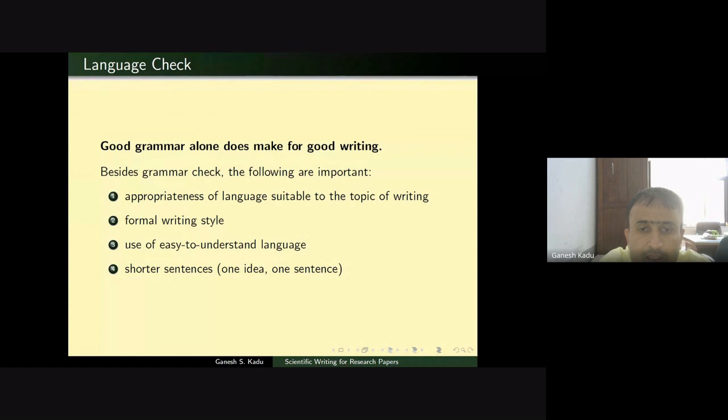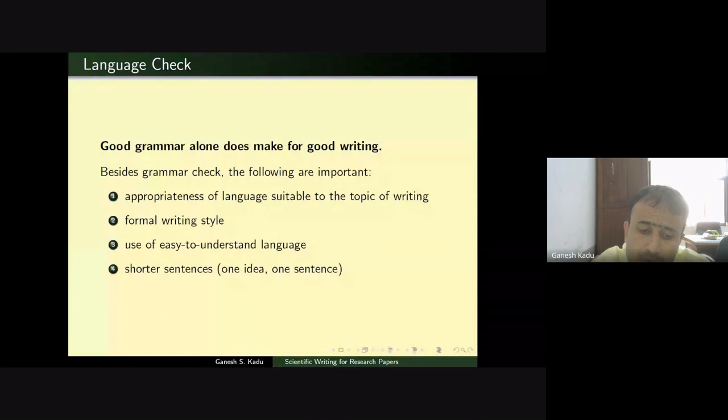Grammar is of course important, but beyond grammar, there are many other aspects of scientific writing. So formal writing style, for example, I mentioned this a while ago. In mathematics, for example, you have to have a very formal writing style, and I think that is also true in other sciences, but not so much. In mathematics, there is a high degree of formality that people expect, and the reason is maybe the nature of the subject.